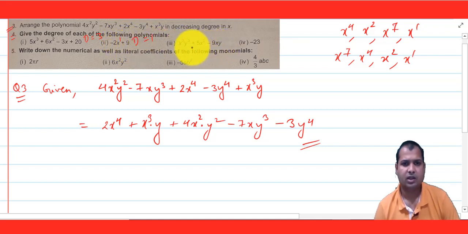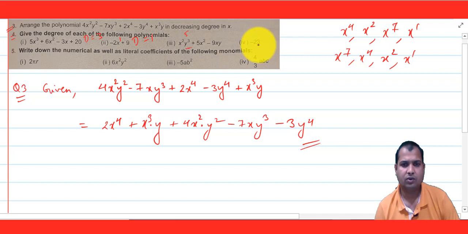Here you see it's a polynomial in 2 variables x and y, so degree will be decided by taking the sum of the powers, and from there also we'll take the highest one. So here if you take sum of the powers you'll get 5. Here only 2, here 2, so out of this 5, 2, 2, which one is highest? 5 is highest, yes. So degree of this polynomial will be 5.